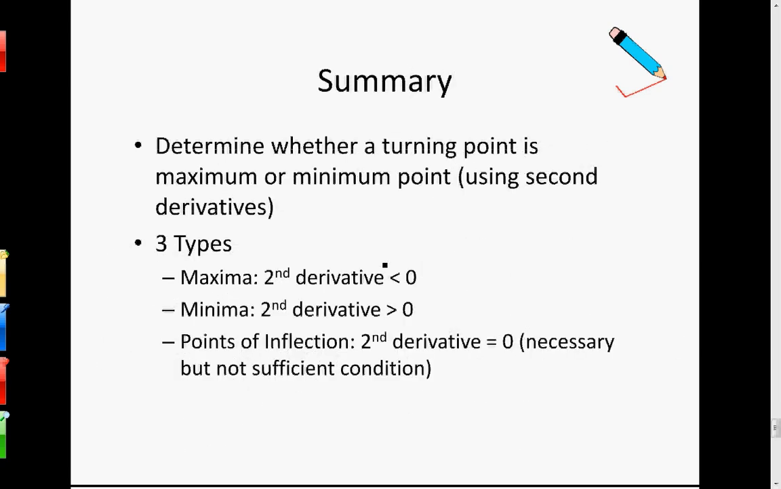In summary, we have determined whether a stationary point is a maximum or minimum point by using second derivatives. We have also learned how the second derivative behaves for a minimum, a maximum, or a point of inflection. If it's a point of inflection, the second derivative will be 0. But when the second derivative equals 0, it does not necessarily mean it is a point of inflection. So it's a necessary but not a sufficient condition.